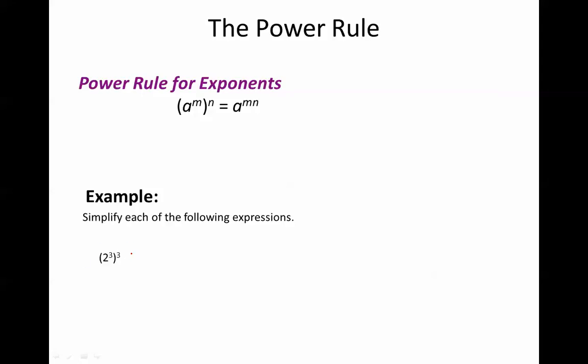So if you had 2 to the third, all to the third, that's the same thing as 2 to the 9th power. And we could simplify that, but since we're just showing the rule right now, we're not going to simplify that one. We'll just leave it as 2 to the 9th power. So a power to a power, you multiply the exponents. Okay, x to the 4th squared, that would be x to the 8th. Just multiply the exponents.